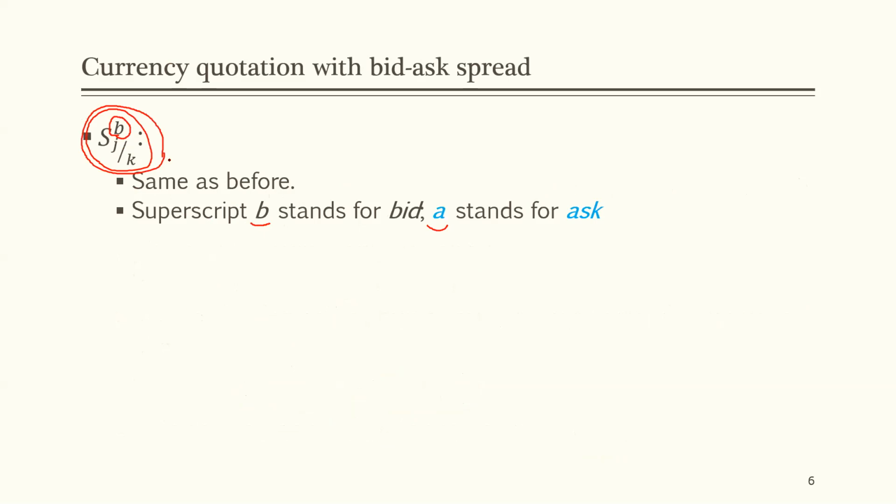So S^B_J/K tells me the rate that the bank is willing to buy currency K at in terms of J, okay? So this is the rate that the bank buys currency K in currency J, okay? And if I have the superscript ask, it's just the selling rate for the bank, okay?